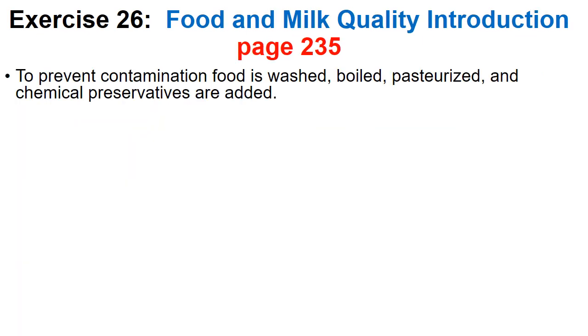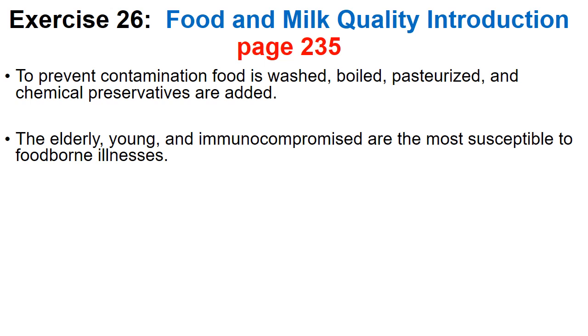To prevent contamination, food is washed, boiled, pasteurized, and chemical preservatives are added. The elderly, young, and immunocompromised are the most susceptible to foodborne illnesses.